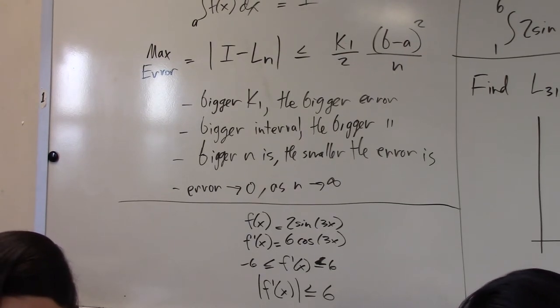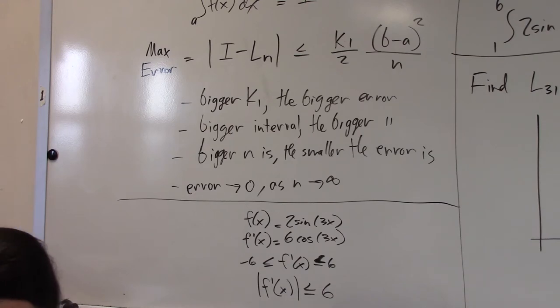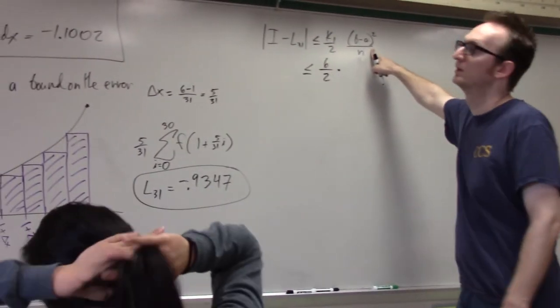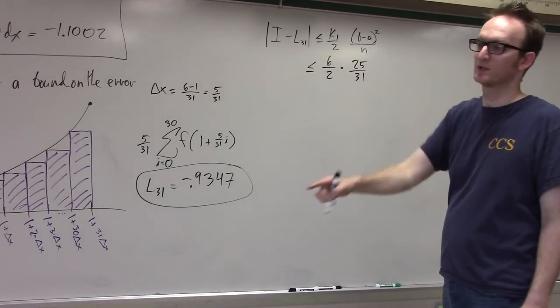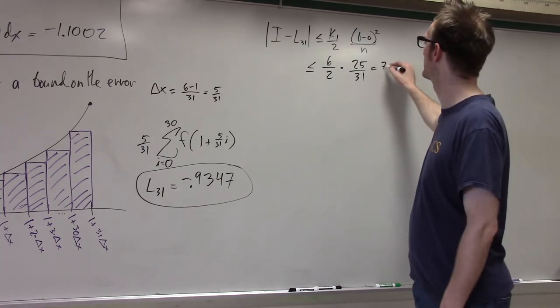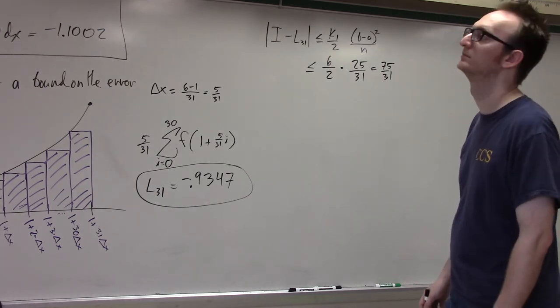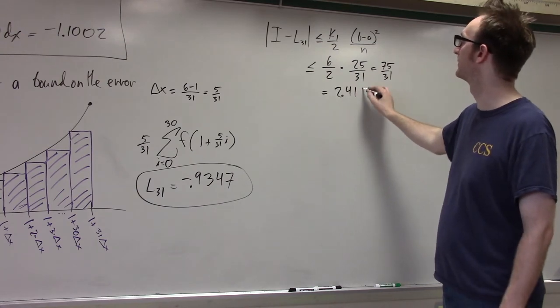That number, k1, is a number that you have to figure out based on knowing the function. So since this derivative is always less than or equal to 6, it's certainly true that the derivative is less than or equal to 6 on the interval 1 to 6, right? So I can show that this error is going to be less than 6 over 2 times 25 over 31. Can you compute that? 75 over 31. I think, right? 2.4, wait, 4 75. The 25. Oh, yeah. Which is 2.419.